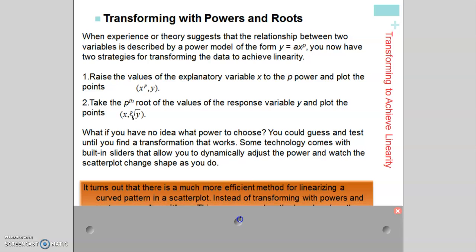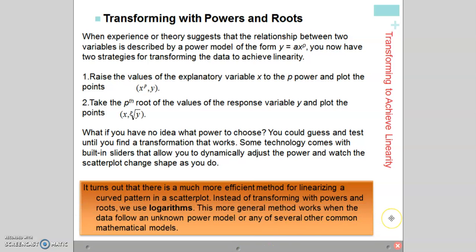However, instead, what we're going to do, and we'll learn this in our next lesson, is there's a much more efficient method if you're not sure what number to use, and that would involve using logarithms. Woo! Everyone's favorite, yes. Now, this more general method works when the data follow an unknown power model, or there are actually a few other types of models that aren't power models that logarithms can help with as well. So you can look forward to working with logarithms in our next lesson.